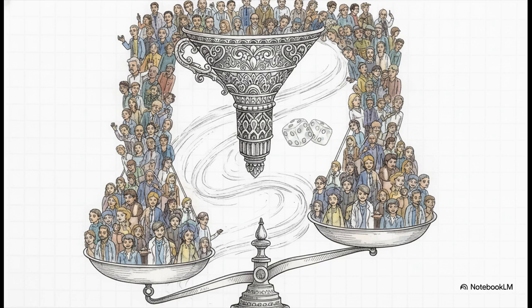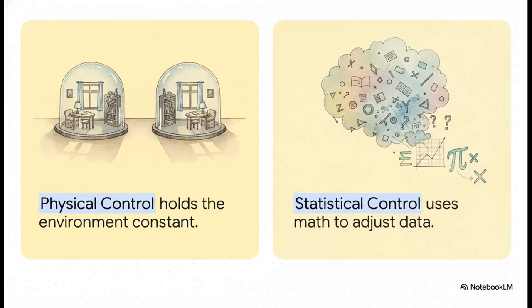It completely neutralizes their impact, leaving only your independent variable to shine. Broadly speaking, we have two main approaches to implementing control: physical and statistical. Physical control is exactly what it sounds like, holding the physical environment constant, putting everyone in the exact same room at the exact same time of day with the exact same lighting. But what happens when physical control is just impossible?